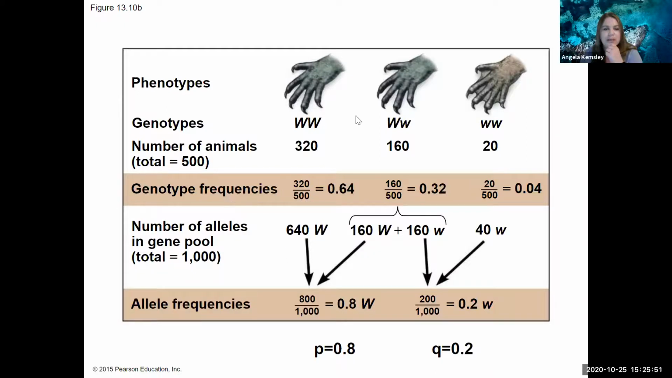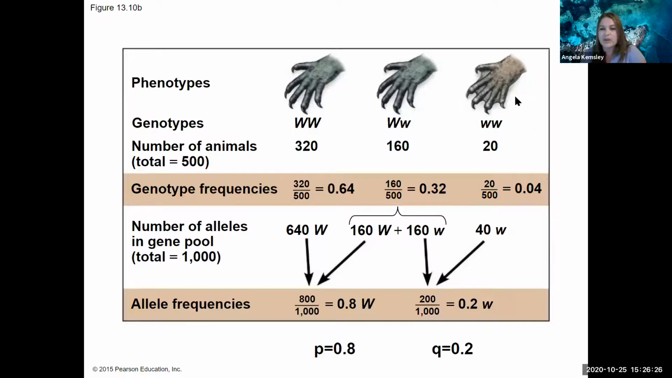So if we are looking at homozygous dominant, there are 320 homozygous dominant individuals divided by 500 total individuals in that population. That's going to give us a genotype frequency of 0.64. You can also think of that as 64% that are homozygous dominant. Let's take a look at our heterozygous individuals. So there are 160 individuals in this population that are heterozygous. So we're going to divide that by 500 total individuals. That gives us a genotype frequency of 0.32.